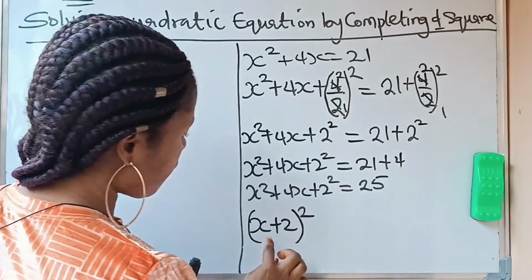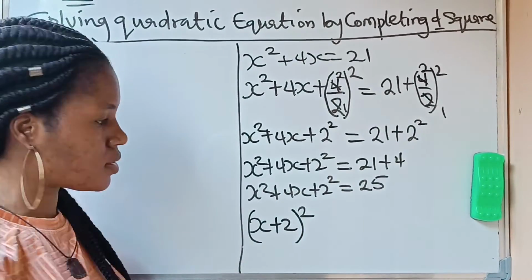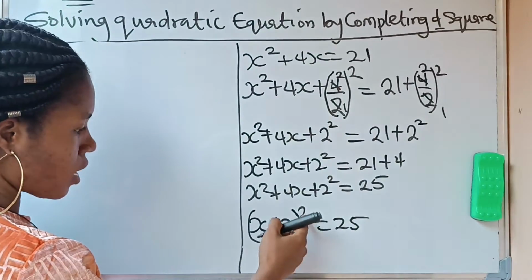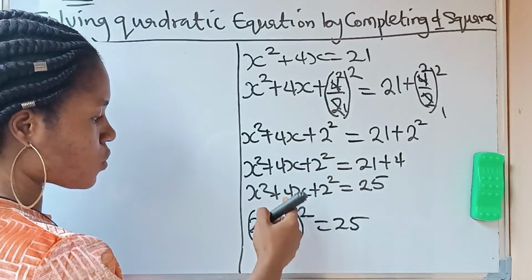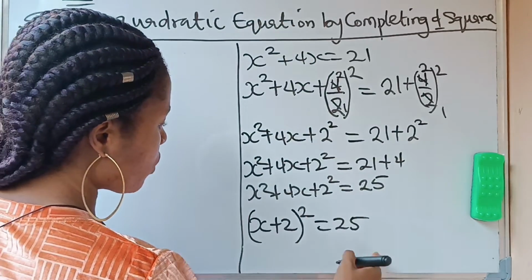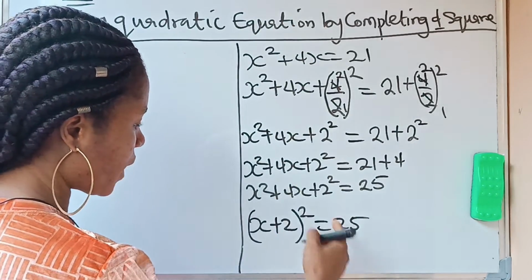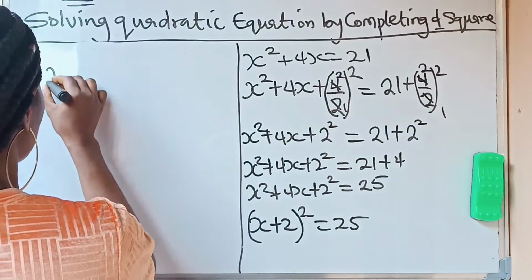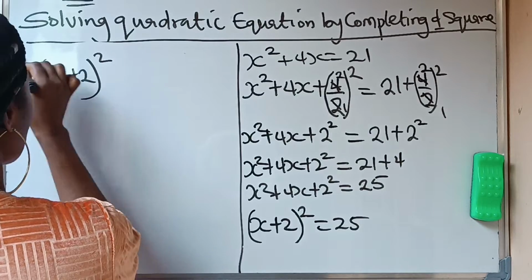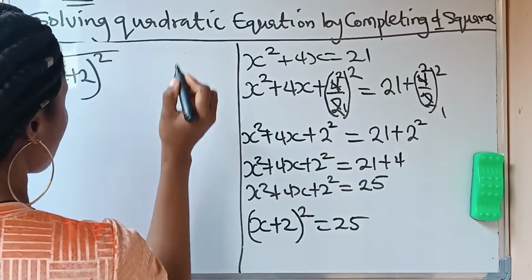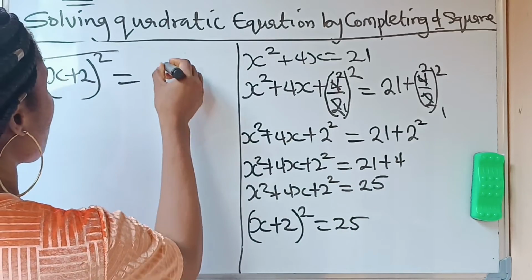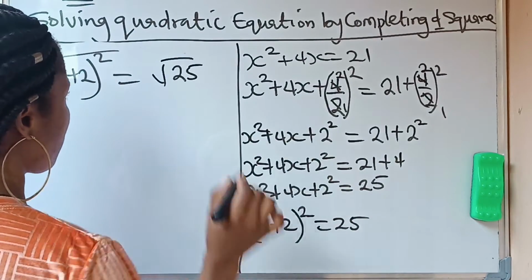So we have x plus 2 all squared is equal to 25. Now we need to clear this square. Since this is a square, for you to clear the square sign, you take the square root, right? So I'm going to take the square root of both sides so that this square will clear. So I'm going to have x plus 2 all squared, but I'm going to take the square root, is equal to, I'm also going to take the square root of 25.